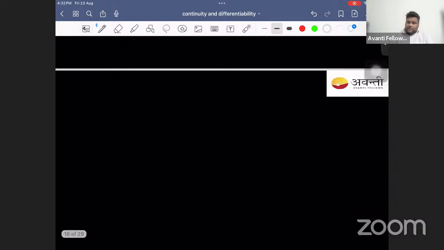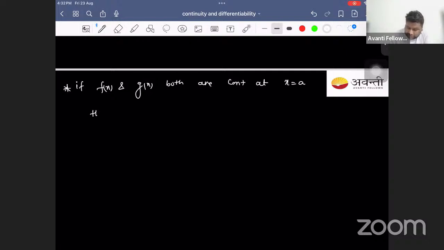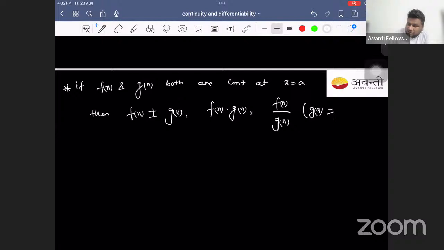Now we'll see the algebra of continuity. See, if f(x) and g(x) both are continuous at x equals a, then this is the first point: f(x) plus minus g(x), f(x) into g(x), and f(x) upon g(x), where g(a) is not equal to 0, are also continuous at x equals a.